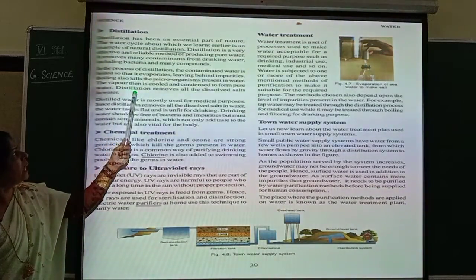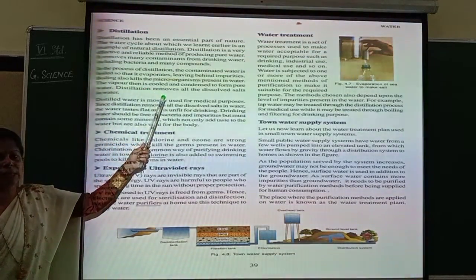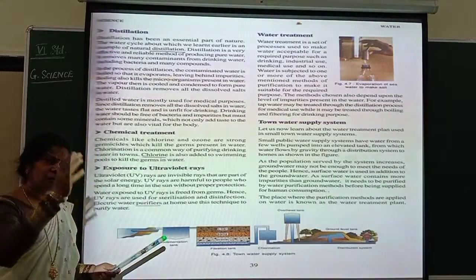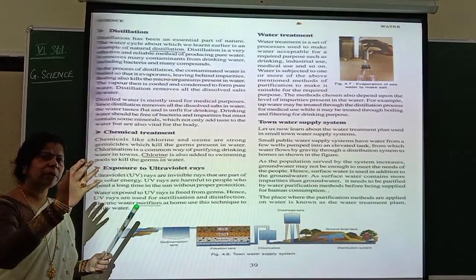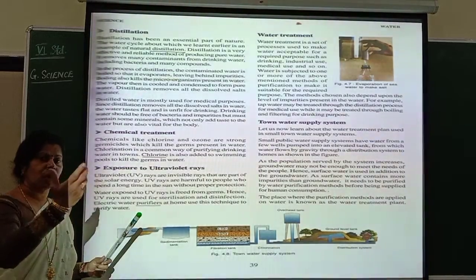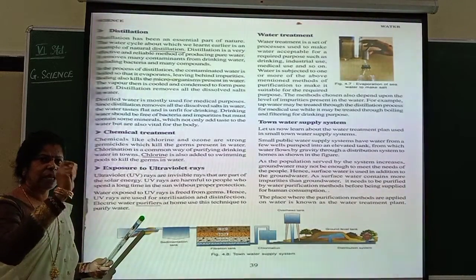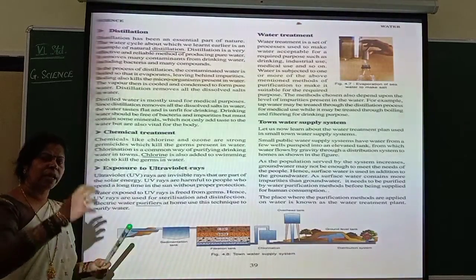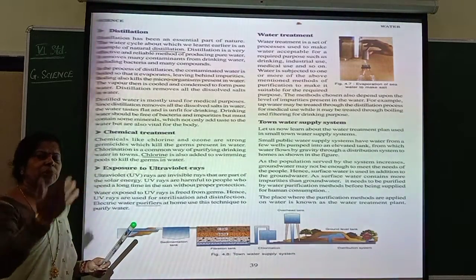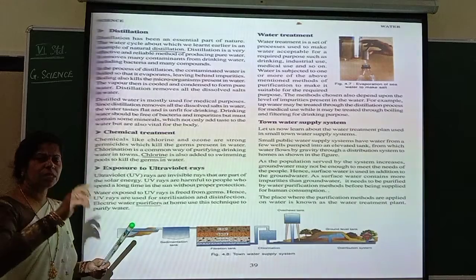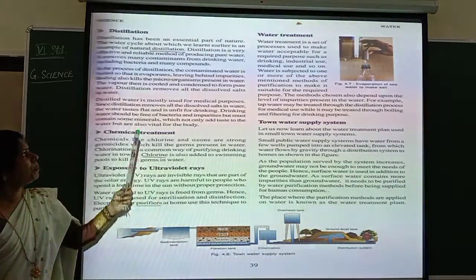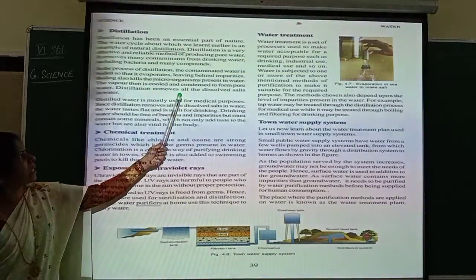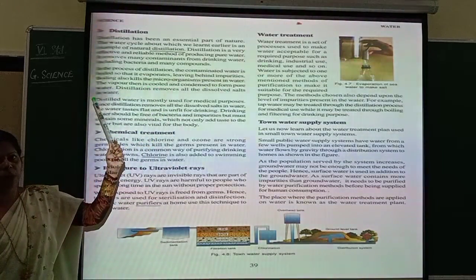The vapor then is cooled and condensed. So what happens? The vapor, the steam that is coming out now, is cooled. And when it is cooled, what happens? It turns into drops of water. Vapor is in the gaseous form. When it is cooled, it will condense. When it condenses, it comes back to liquid form. The gaseous form will come into liquid form. So when the vapor is cooled and condensed, it forms pure water.